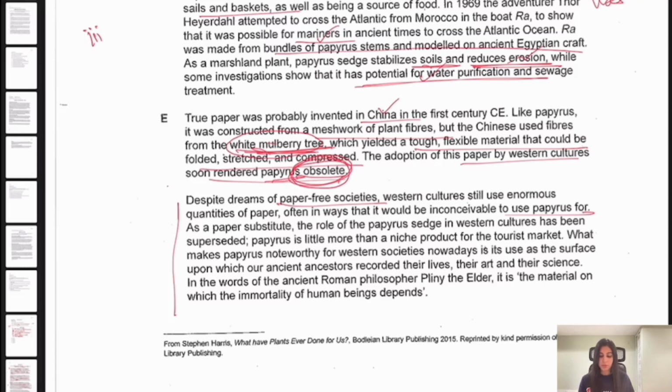Okay, as a paper substitute, the role of this is a little more than the niche tourist. What makes this noteworthy for Western society nowadays is its use for surface upon our ancient recorded lives. So if you understand this entire thing, despite dreams of paper-free societies, there was a dream of paper-free societies, but that is not going to happen now because the Western countries are using it. So that is the major chunk of this entire paragraph.